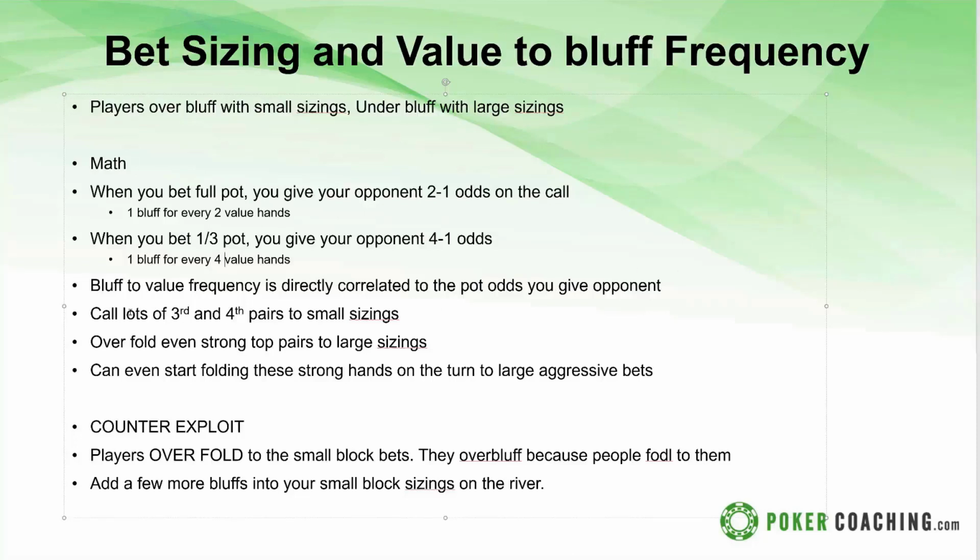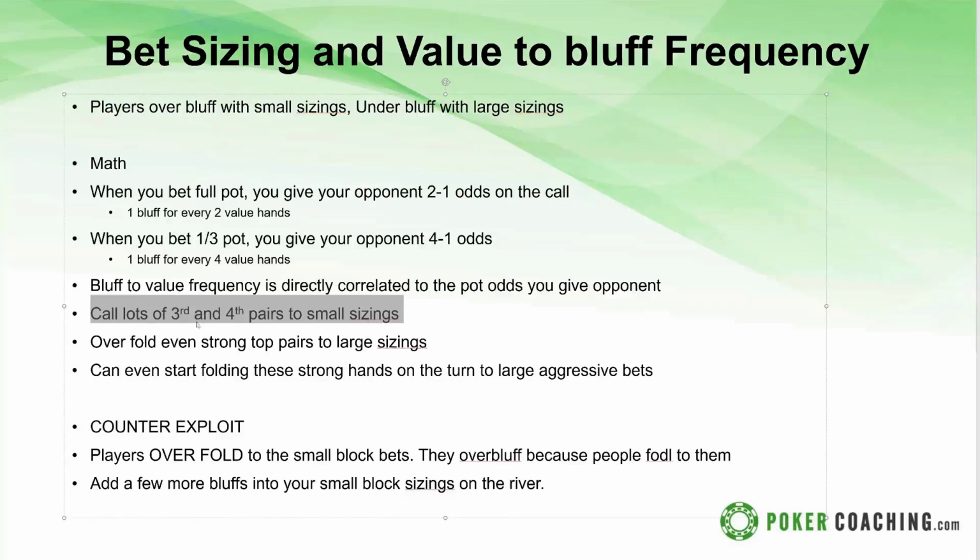We talked about that. So here you should be calling lots of third and fourth pairs to these small sizings, these one-third pot sizings on the river, the block bets. You should be calling really wide against population because they tend to over bluff using these small sizings. They have the mindset, "Oh, I want to make it look like a value bet," so they start bluffing. And they're scared to bluff really big. They don't bluff enough with the full pots or when they bet really large with a polarized range. They under bluff. And the reason is because they move a lot of their bluffs into this really small sizing.